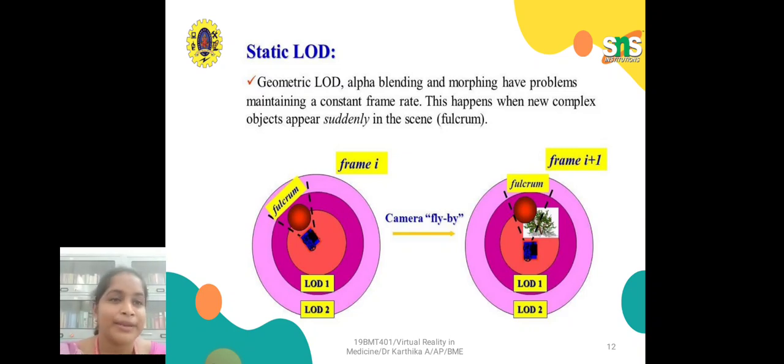Okay, what is the static LOD? Geometric LOD, alpha blending and morphing have problems maintaining a constant frame rate. This happens when new complex objects appear suddenly in the scene. See here, frame i and frame i plus 1. Here we have LOD 1 and 2, and here we have a camera flyby. And if a sudden scene is entered, geometric LOD, alpha blending and morphing have some problems, so we have to reduce it.